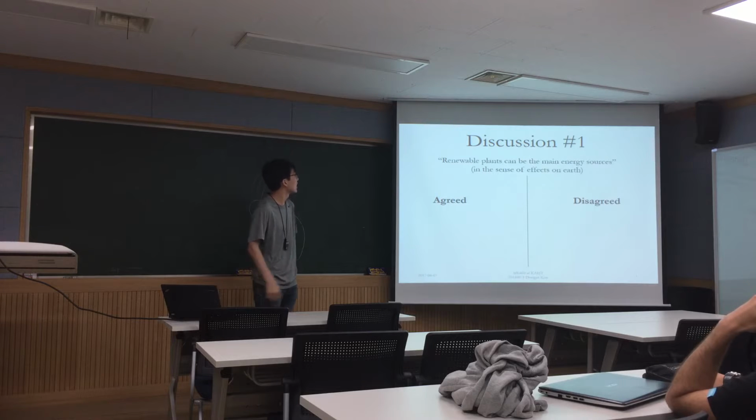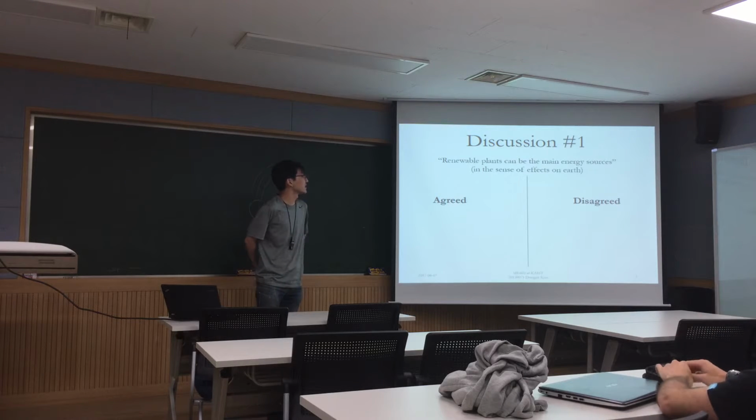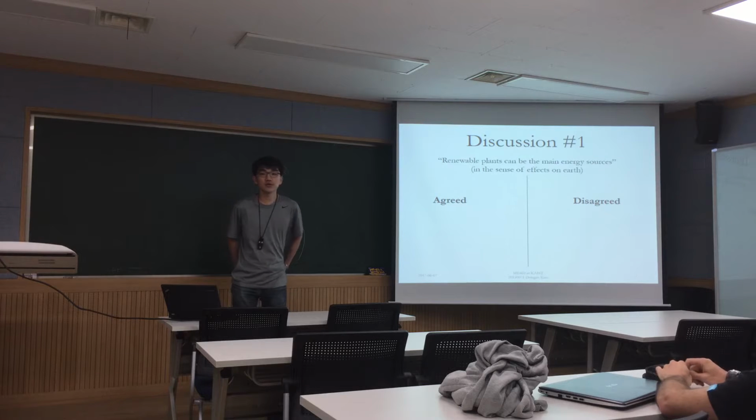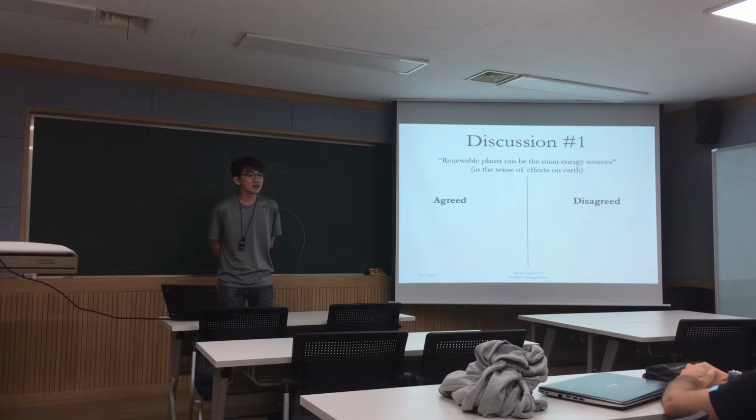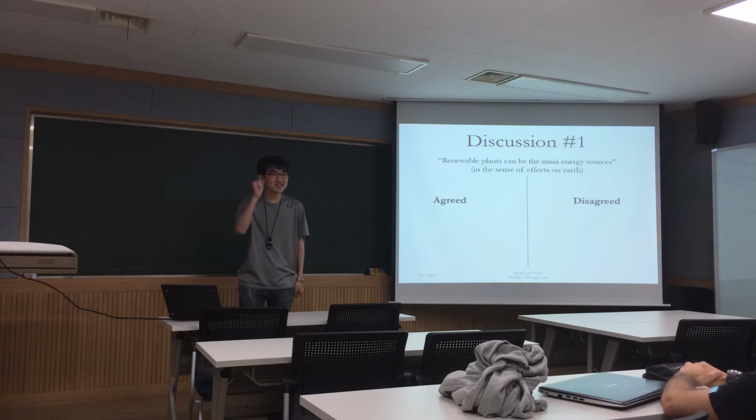The first one is this: can renewable plants be the main energy source for humankind, in terms of the effects on Earth? What I think is that if we use renewable plants as the main source, then there might be some troubles that make it hard to use them as a main source. So I want to make a debate. Which of you agree that it can be used as a main source? Agree? I agree. Yeah, one. And the others disagree? Disagree, please raise your hand.